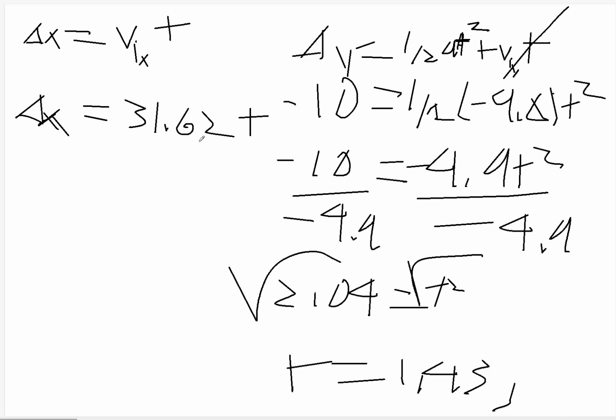1.43 seconds. Then now we just plug it back into the equation we have on top. So change in x is equal to 31.62 times 1.43. And now we are left with change in... give me a second. Okay, I have just realized I made a gigantic mistake. So going back, part E, this is part F, let me write it out again.